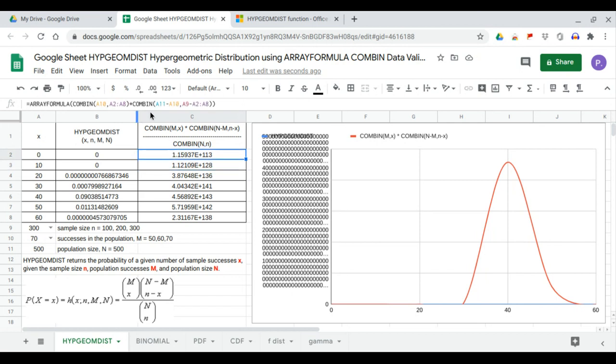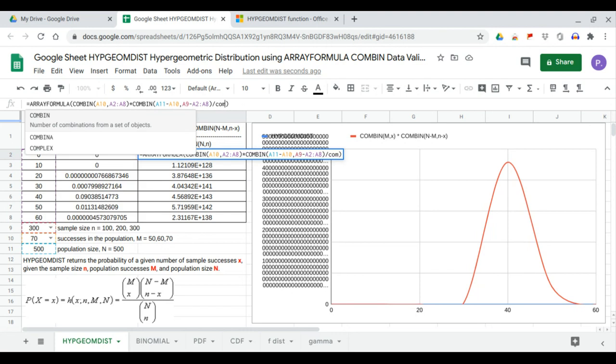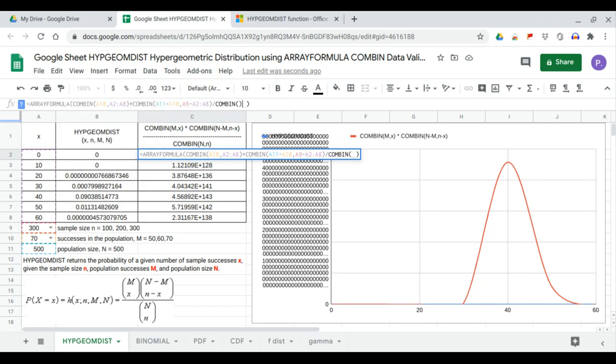Now that we have the numerator completed, we can now enter the denominator, combine that is capital N, comma, small letter n. Enter.